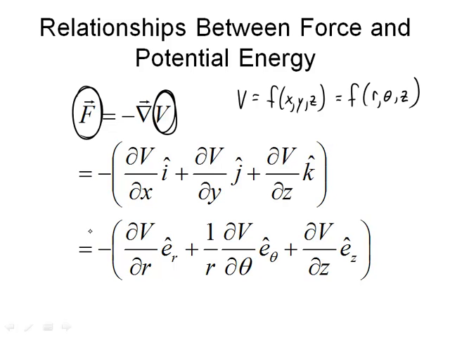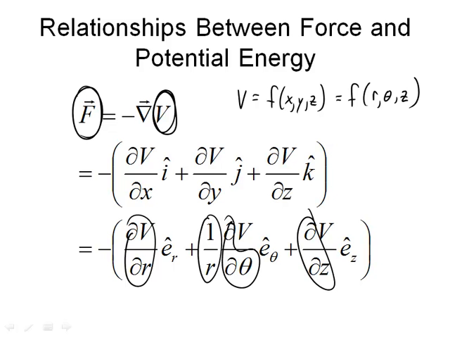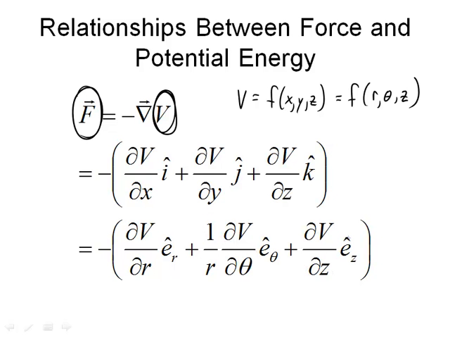In polar form, it looks similar. Partial with respect to r, 1 over r, partial with respect to theta, and then partial with respect to z. So it's of a similar form except for this 1 over r, which keeps my units all nice and happy. Because notice I have partial with respect to a length, partial with respect to a dimensionless quantity, so I need a length down here in the denominator to make that work, partial with respect to a length again. So that's the polar form of the del operator.